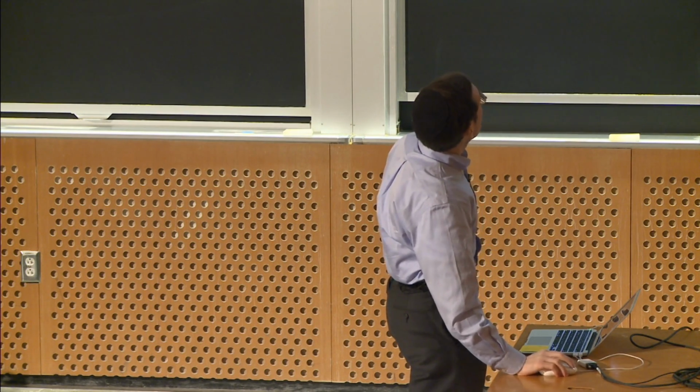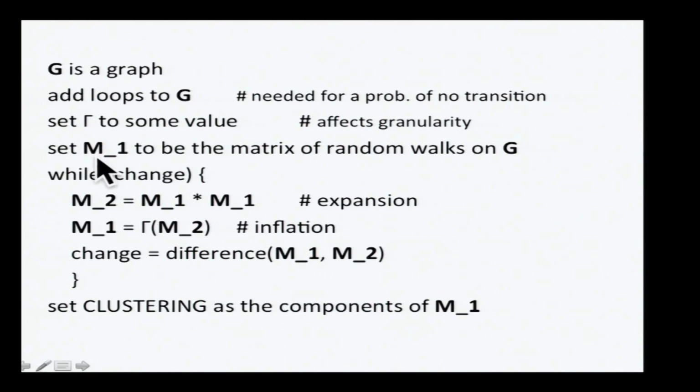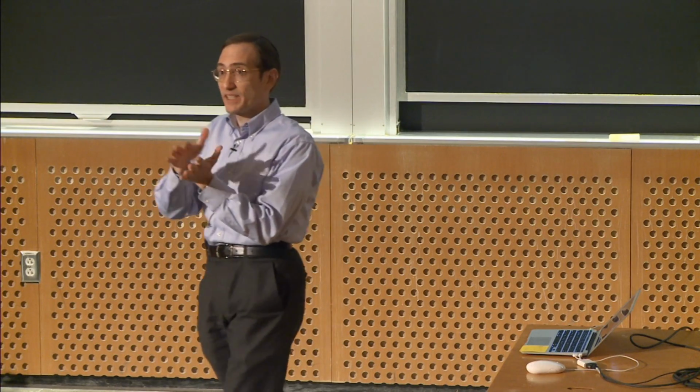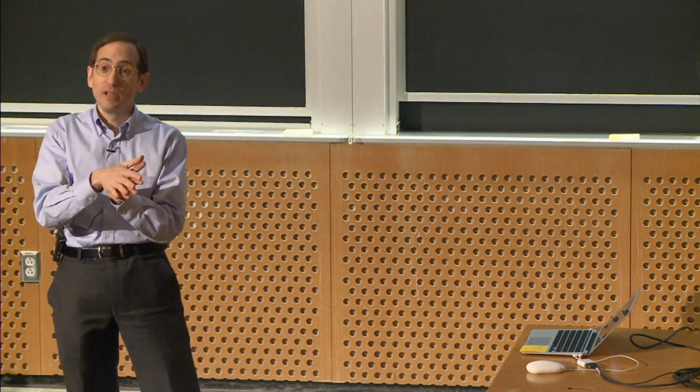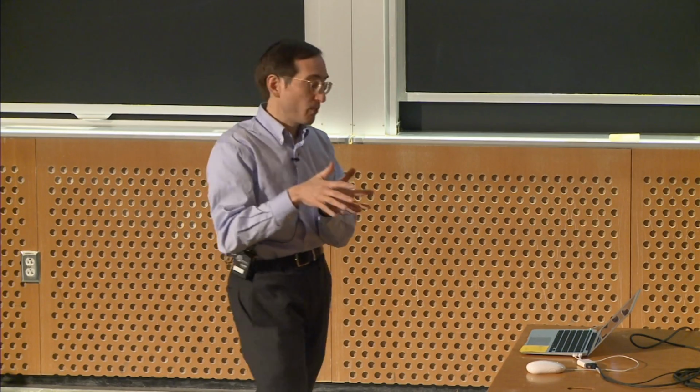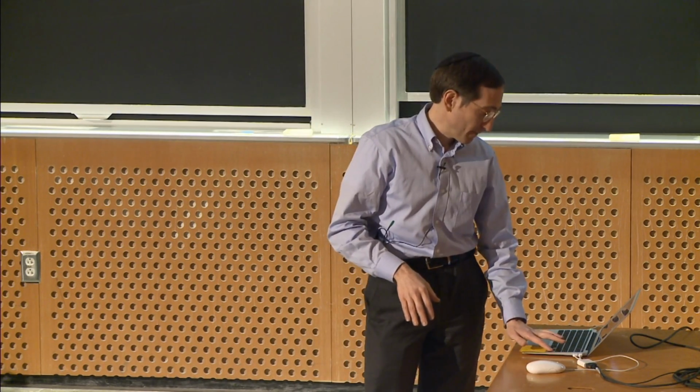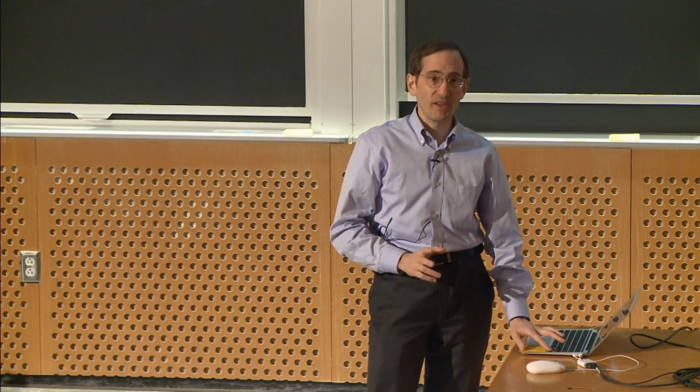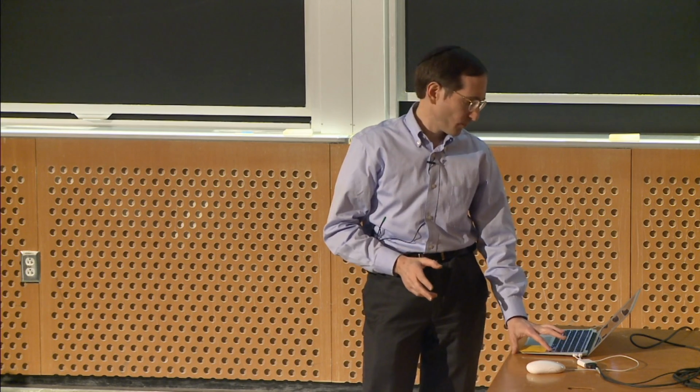Then I set the inflation parameter to some value. M1 is the matrix of random walks in the original graph. I multiply that, I inflate it, and then I find the difference. And I do that until the difference in this stochasticity matrix gets below some value. And what I end up with then are relatively sharp partitions of the overall structure. So I'll show you an example of how that works.